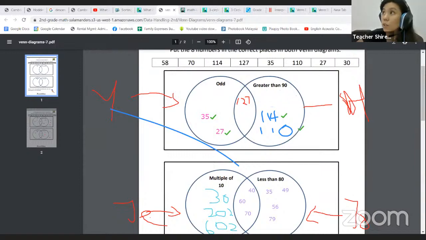Okay, now what I want to teach you next is that 58 is not greater, yet it's not odd. So where do you put it? You put it outside. Understand? So it's like 70, put it outside. Done. 35, good. 110, 27, 30. Okay, 30, put it outside.